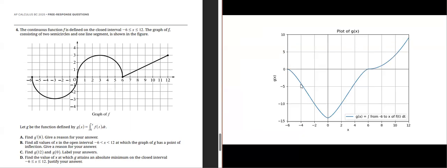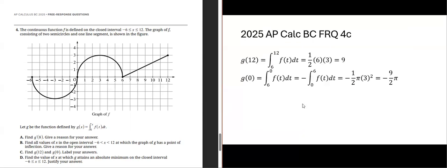So let's look at the graph of G, actually. Okay, actually, let's go to part C first, and then we'll use our answer for part C to verify this graph, okay? So we'll come back. So part C, find g of 12, so integral from 6 to 12, f of t dt.